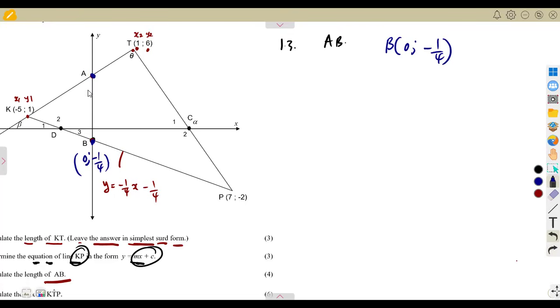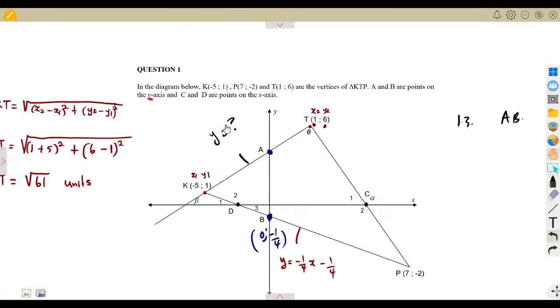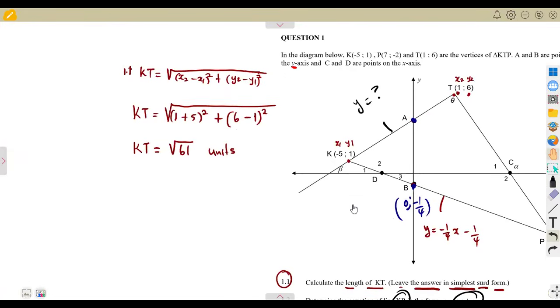Considering the point A, that is also the y-intercept, but the y-intercept of the line KT, this line, we do not have its equation. If we were given the equation of this line, just like on this part, we are going to consider the y-intercept of that line, but we do not have the equation. We never calculated this equation.